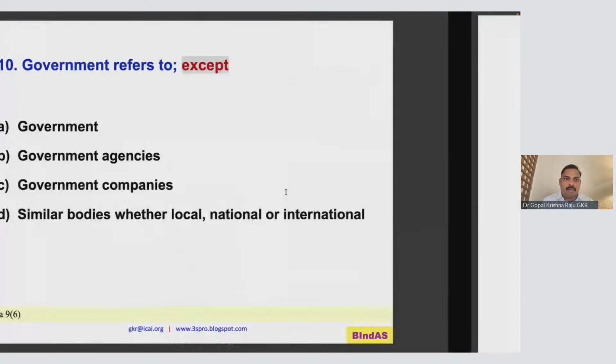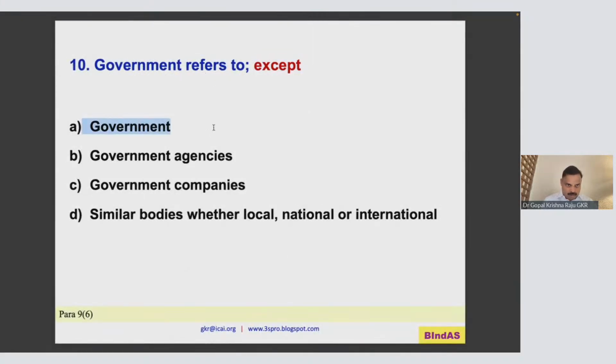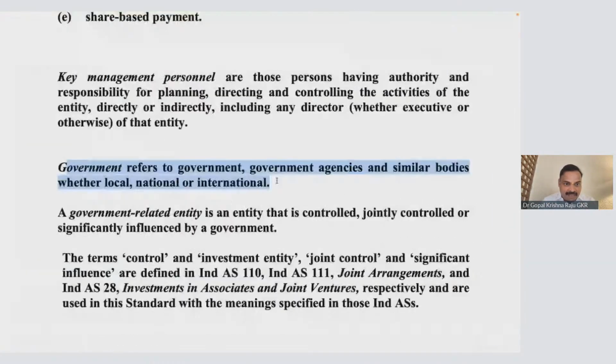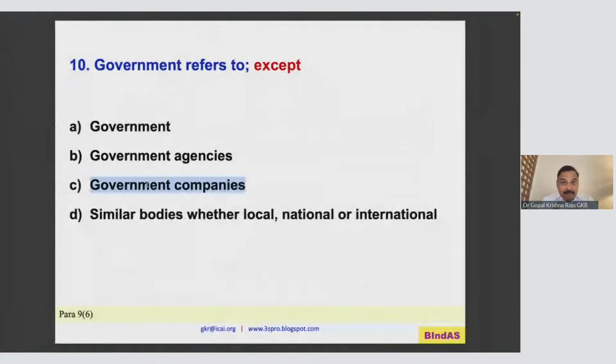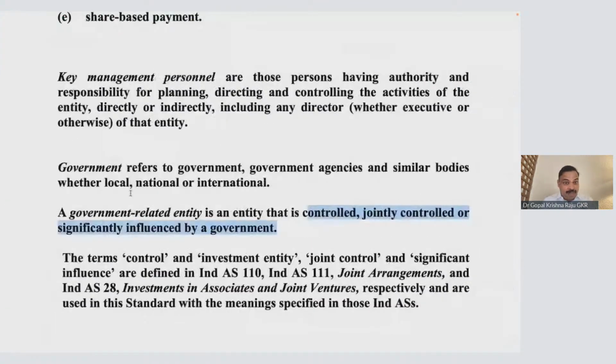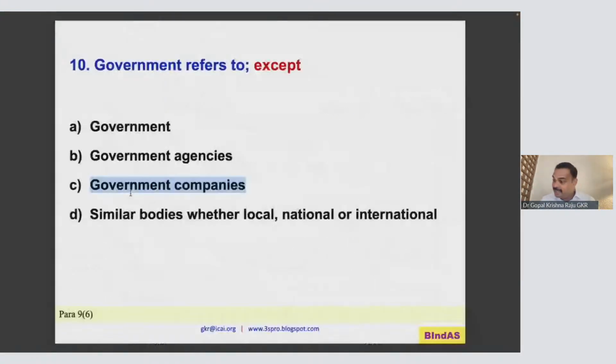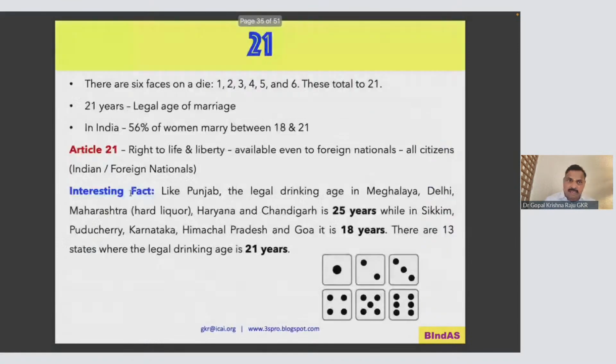Now, which is not a government? Government includes government agencies. Whether government companies is a government? Wrong. Government companies is not government. Please understand, as per this definition, government company is not government. But government related entity is an entity that is controlled, jointly controlled, or influenced by a government. So government company is a government related entity, but not government. Please understand the difference.